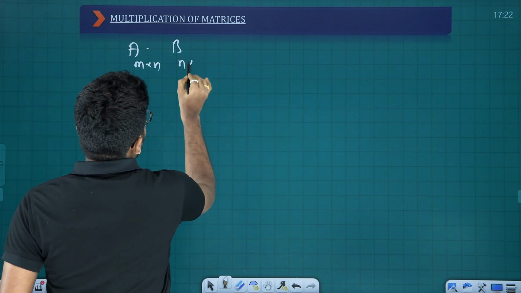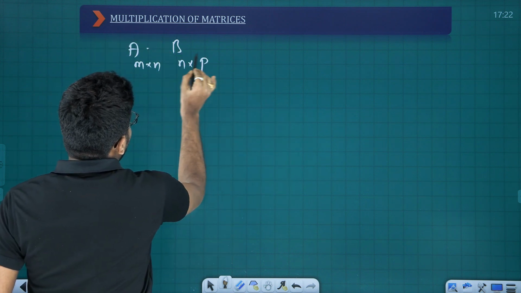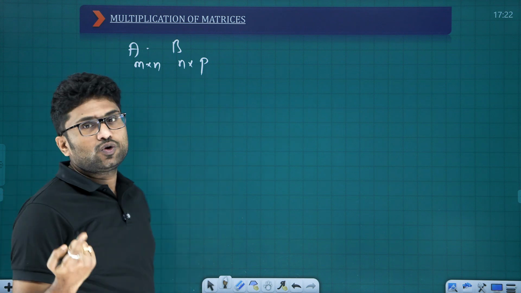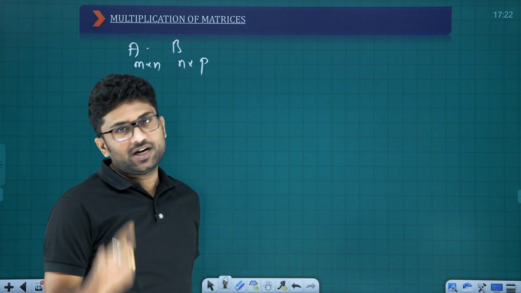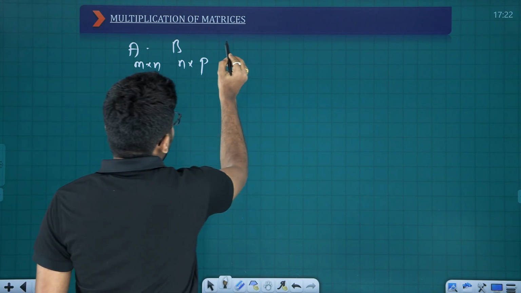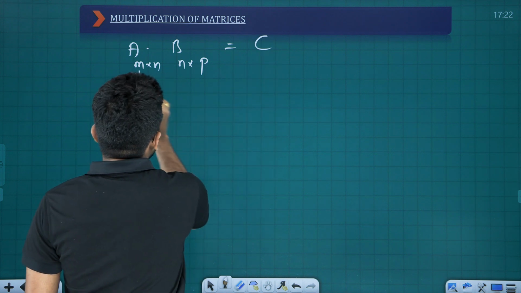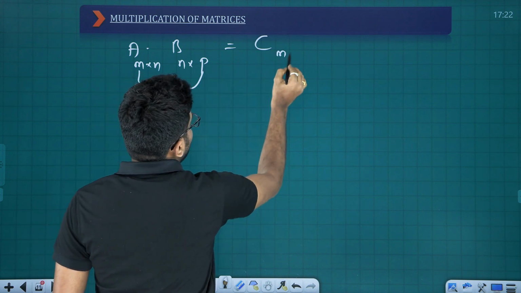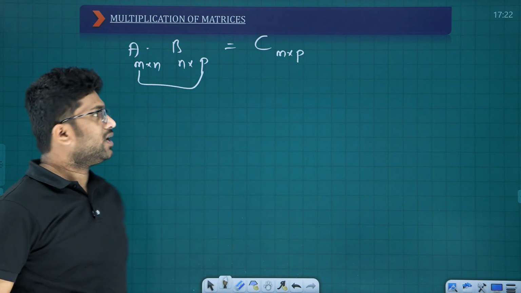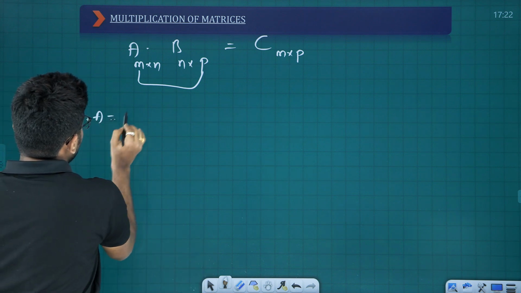So this should be equal to some n by p. If B has order n by p, then we can multiply the two matrices A and B. A into B will exist, and if this is equal to C, the resultant matrix will have order m by p. Okay, I'll give you one simple example.